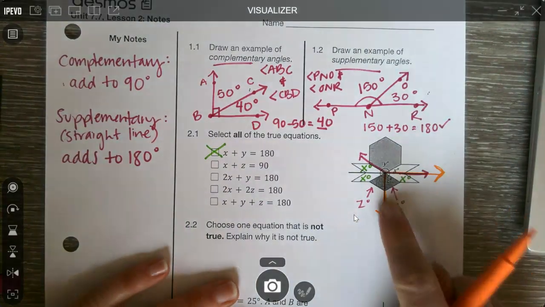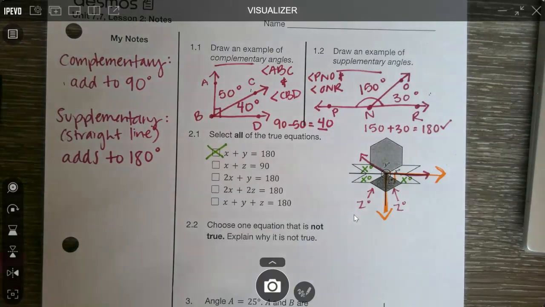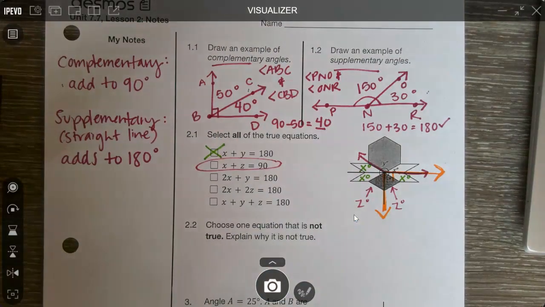Is that 90 degrees? Did I make a perfect corner? Sure did. All right, so I'm going to circle this one. This one is correct. All right.